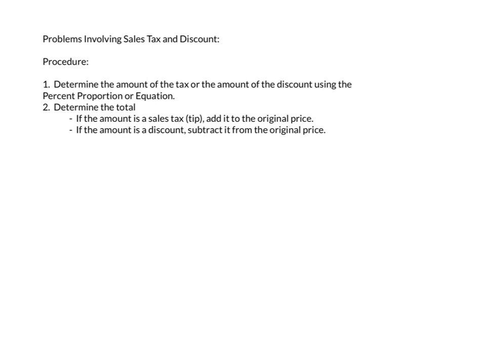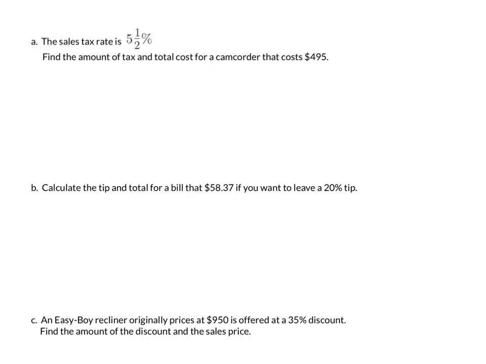In order to do this, we want to determine the amount of the tax or the amount of the discount using the percent proportion or equation. From there, we're going to determine the total. If we are looking at a sales tax or tip, we add it to the original price. And if the amount is a discount, we subtract it from the original price. Okay, so let's look at some examples.